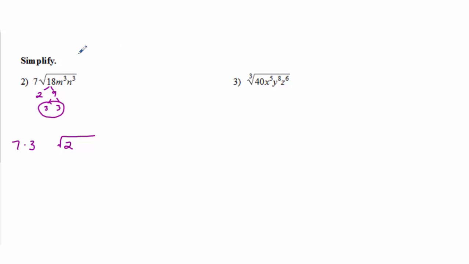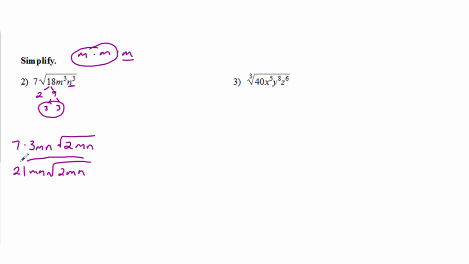Now, m cubed, remember that's m times m times m, so I have a pair of m's, so I write m on the outside. I have an m left over, so that goes on the inside. The same exact thing would happen with n cubed, right? So I'd have an n on the outside and an n on the inside. And then I just need to rewrite this as 21. So technically you could erase 7 times 3 if you wanted to be lazy. Not like a bad kind of lazy, just a lazy kind of lazy.